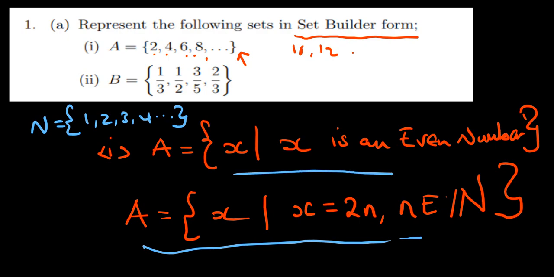On the second part here, we are saying set A is a set of all x's such that x is equal to 2n, where this n is a member of natural numbers. So this n here can take the value of 1, 2, just like that. If it takes the value of 1, then our first element in this set will be 2. If it takes the value of 2, our second element will be 4. If it takes the value of 3, it will be 6. If it takes the value of 4, it will be 8. And that's what we can see in this set there.